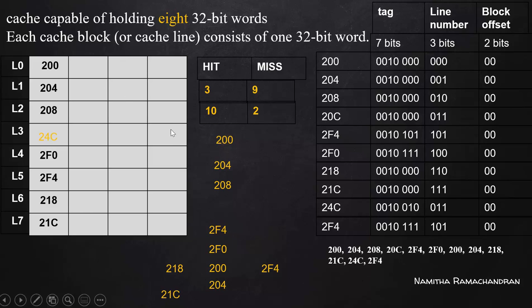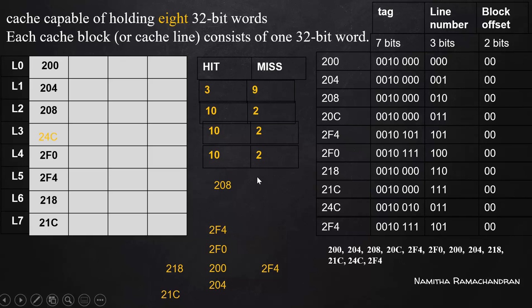Whatever hits and misses are present in pass 1 are repeated again in pass 2 and pass 3. So we can conclude that in pass 2, 10 hits and 2 misses are possible. Again in pass 3, 10 hits and 2 misses. So after completing the 4 executions, pass 0, pass 1, pass 2 and pass 3, this is the total hits and total misses.